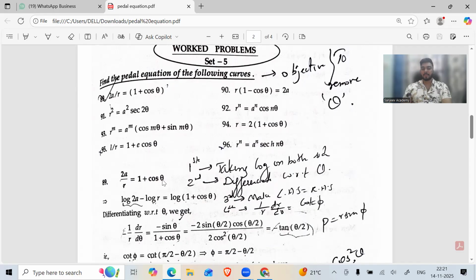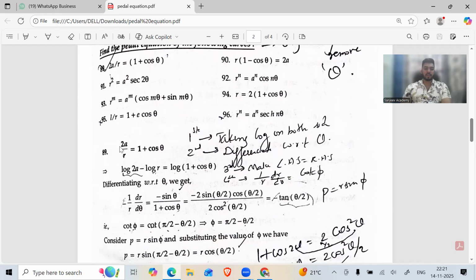First step is what? Take log on both sides. Second step, differentiate with respect to theta. Okay, and third step, make sure that the LHS is equal to the RHS. That's it. So only these things should be in our mind.